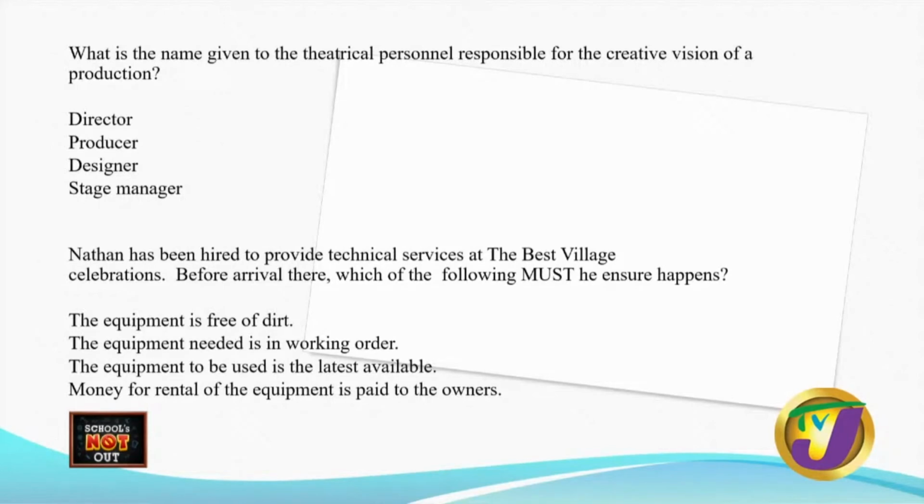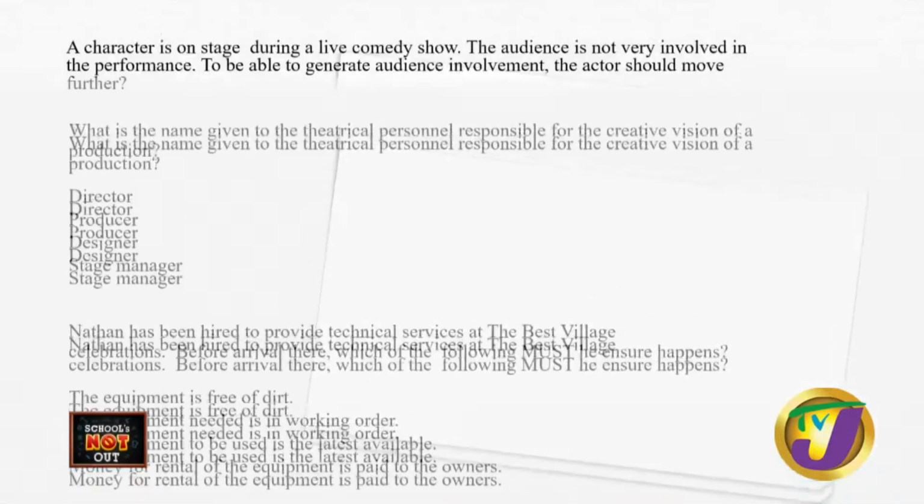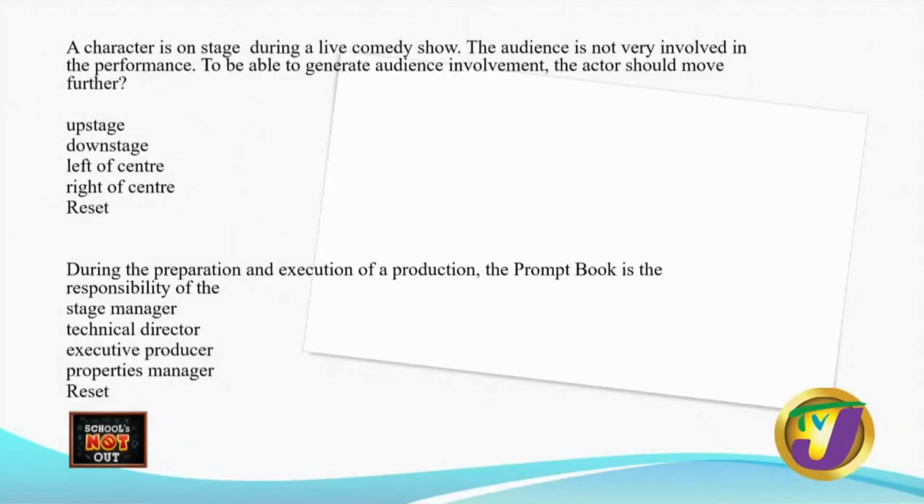Now, next question. Nathan has been hired to provide technical services at the Best Village celebrations. Before arrival there, which of the following must he ensure happens? The equipment is free of dirt. The equipment needed is in working order. The equipment to be used is the least available. Money for the rental of the equipment is paid to the owners. So, eliminate and identify your correct answer.